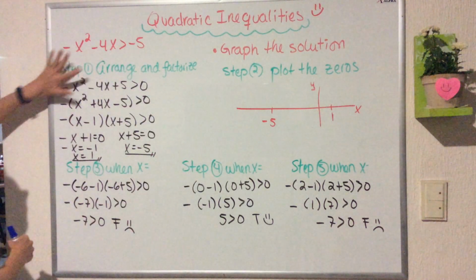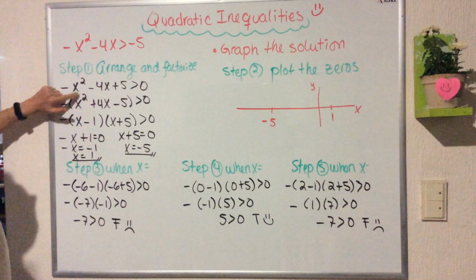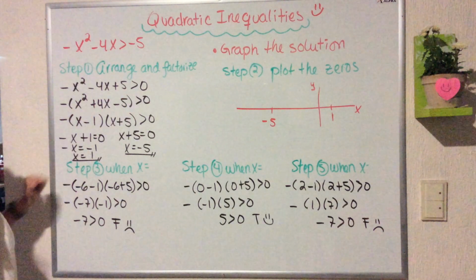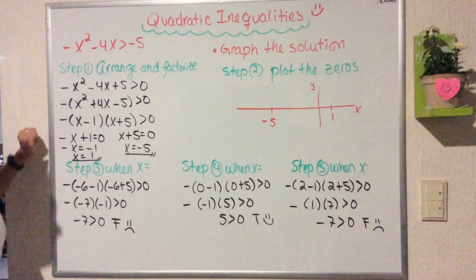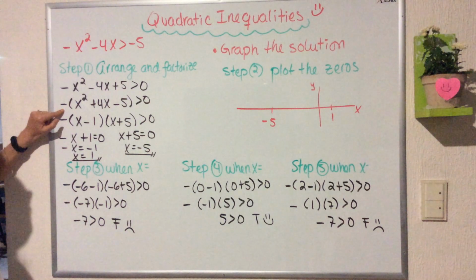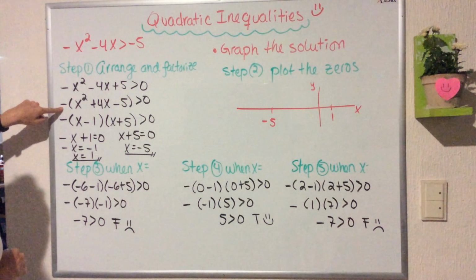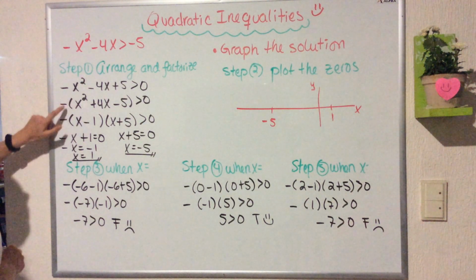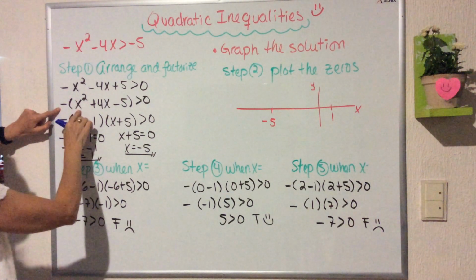Now, we're going to arrange. I'm going to pass this negative 5 to the left. So we get minus x to the second minus 4x plus 5 is greater than 0. And then, as the leading coefficient is negative, I'm going to factorize a negative 1. Remember that we usually do not write the number 1. So we have minus, because I am factorizing the negative, times x squared.